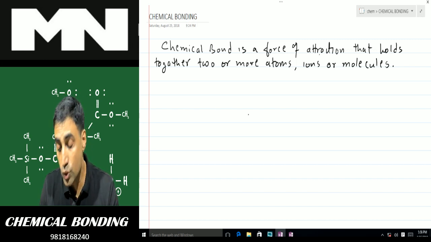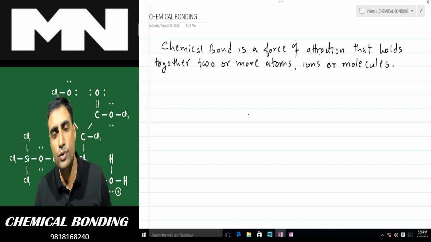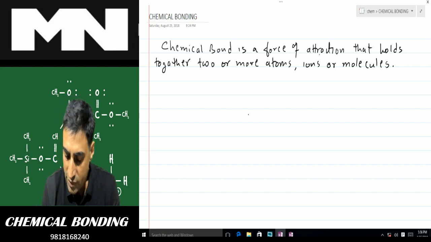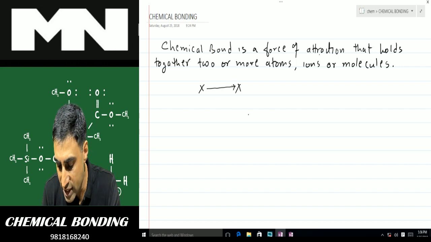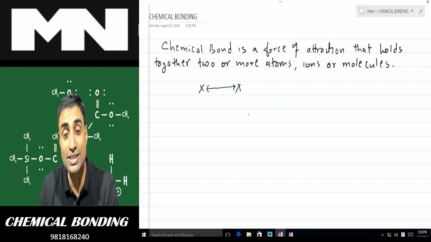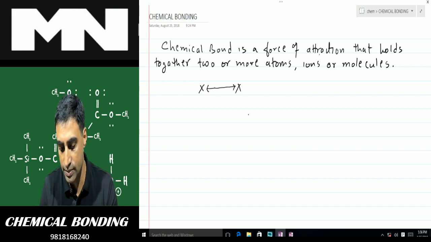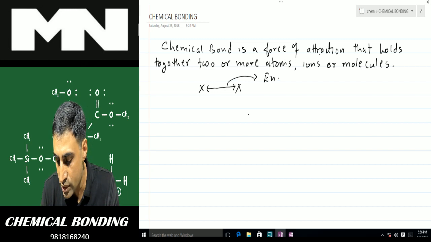Now the question comes to our mind, what's the difference between a force of attraction and a chemical bond? There are a lot of places where you'll see force of attraction between some atoms, ions, or molecules, but they are not practically bonded to each other. Suppose I have an atom X, and another atom X. If they are experiencing a force of attraction, then there is a law of chemistry that wherever there is high attraction, there is always lowering of energy. That means some amount of energy will be given out.